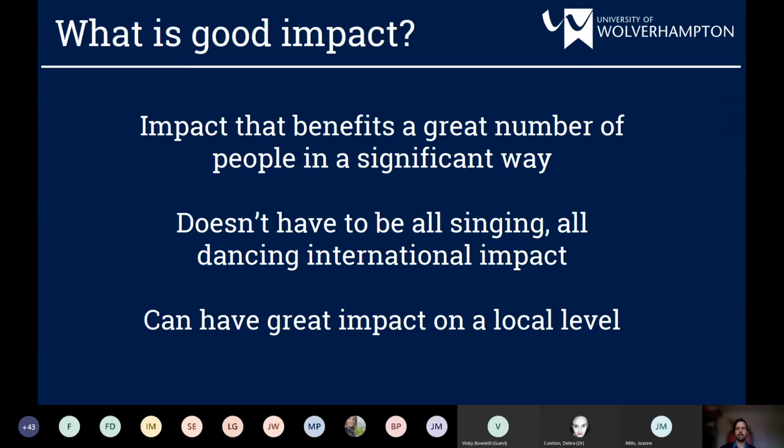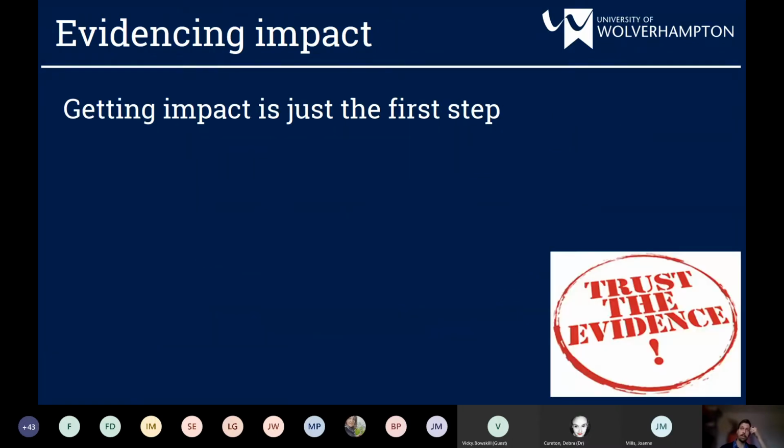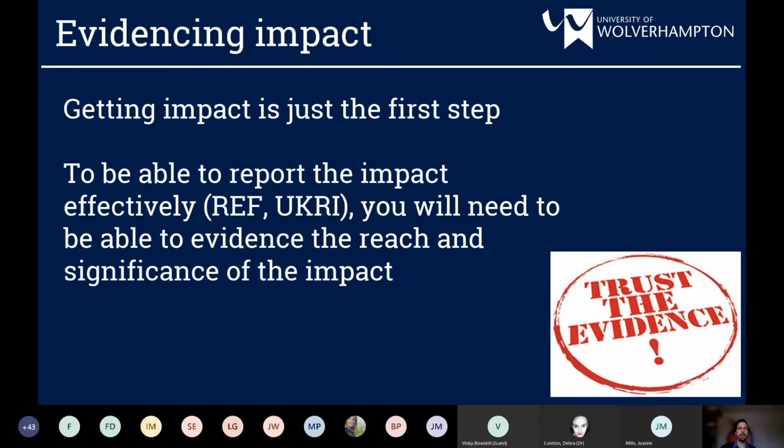So it's something we can work on as well: if you feel like you're just having impact on a local level, how we can expand that. And that's part of our jobs as research impact officers, to suggest ways in which we can achieve that. So getting impact is just the first step. We have to think about how we're going to evidence it.